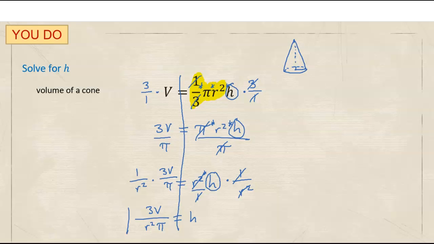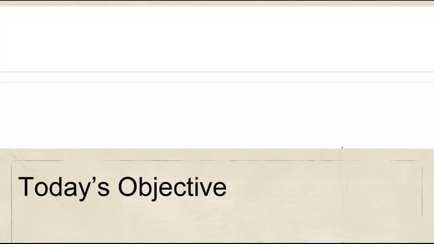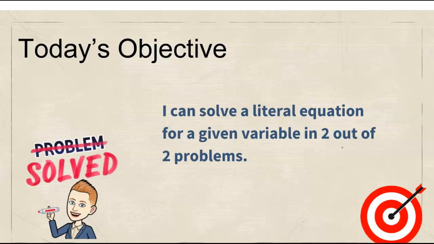We have h by itself, so we got this all solved. H equals 3v over r squared pi. It's a little bit more complicated, but we could just go step by step using the same steps we know and solve for h. So that concludes today's objective. I can solve a literal equation for a given variable in 2 out of 2 problems.